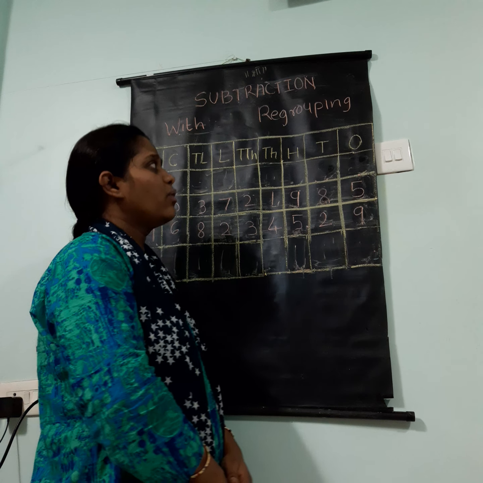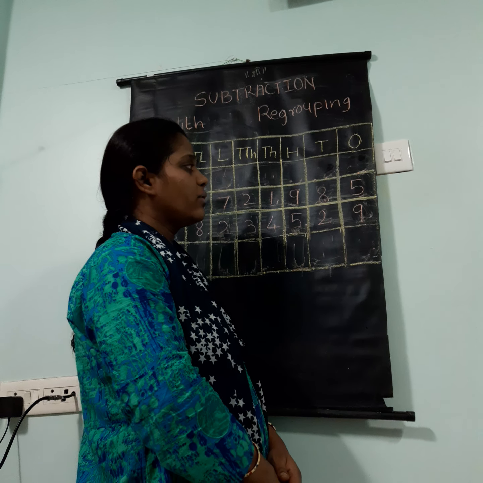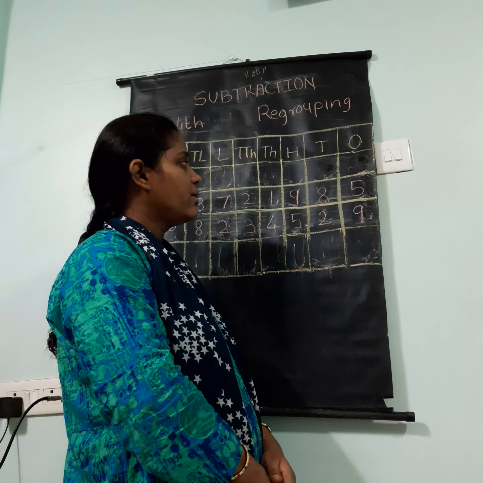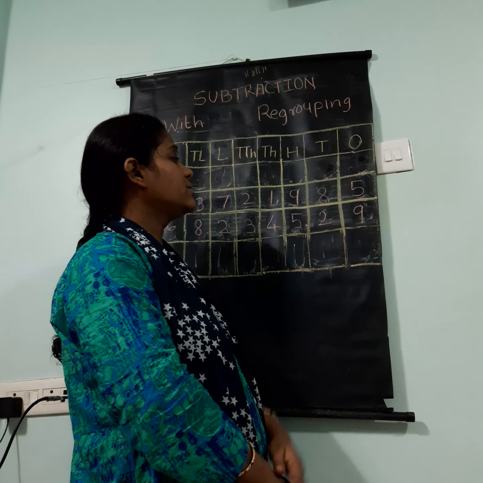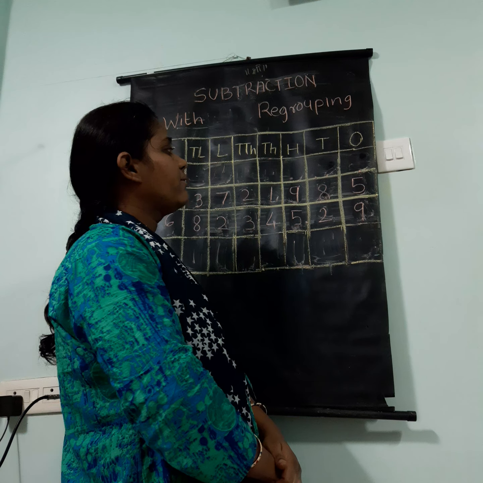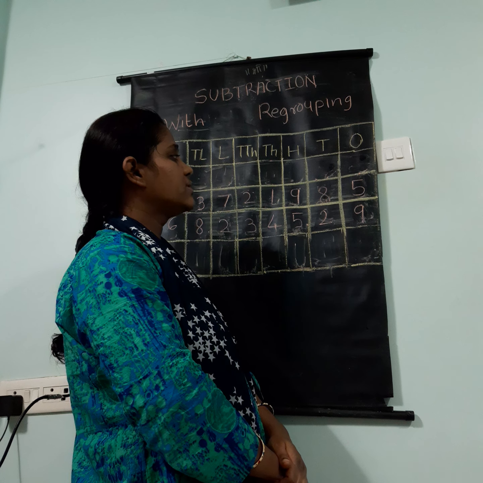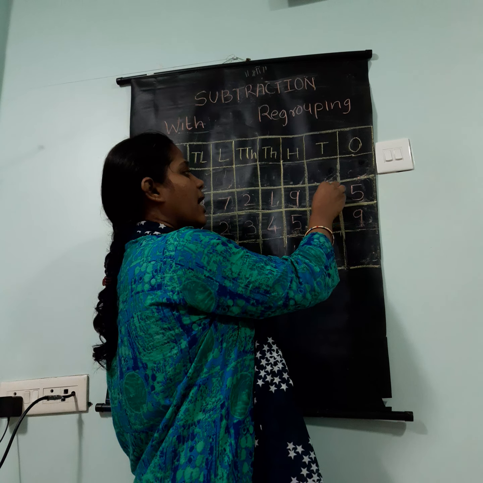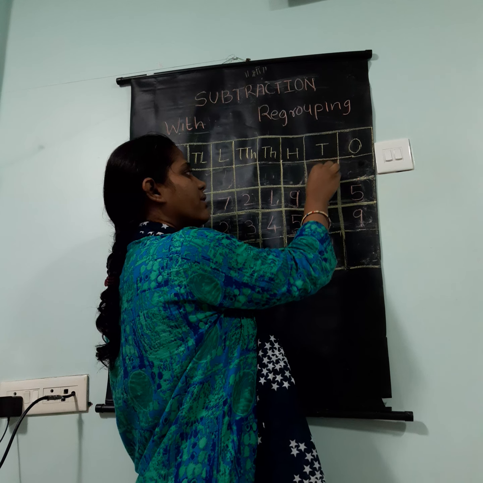I will start with the ones column. I have 5 and 9 over here. I can't take away 9 ones from 5 ones, so I will borrow from the 8 tens. That is the tens column, where I have 8 tens. When I am borrowing 1 ten from this 8 tens, I will be left with 7 tens.